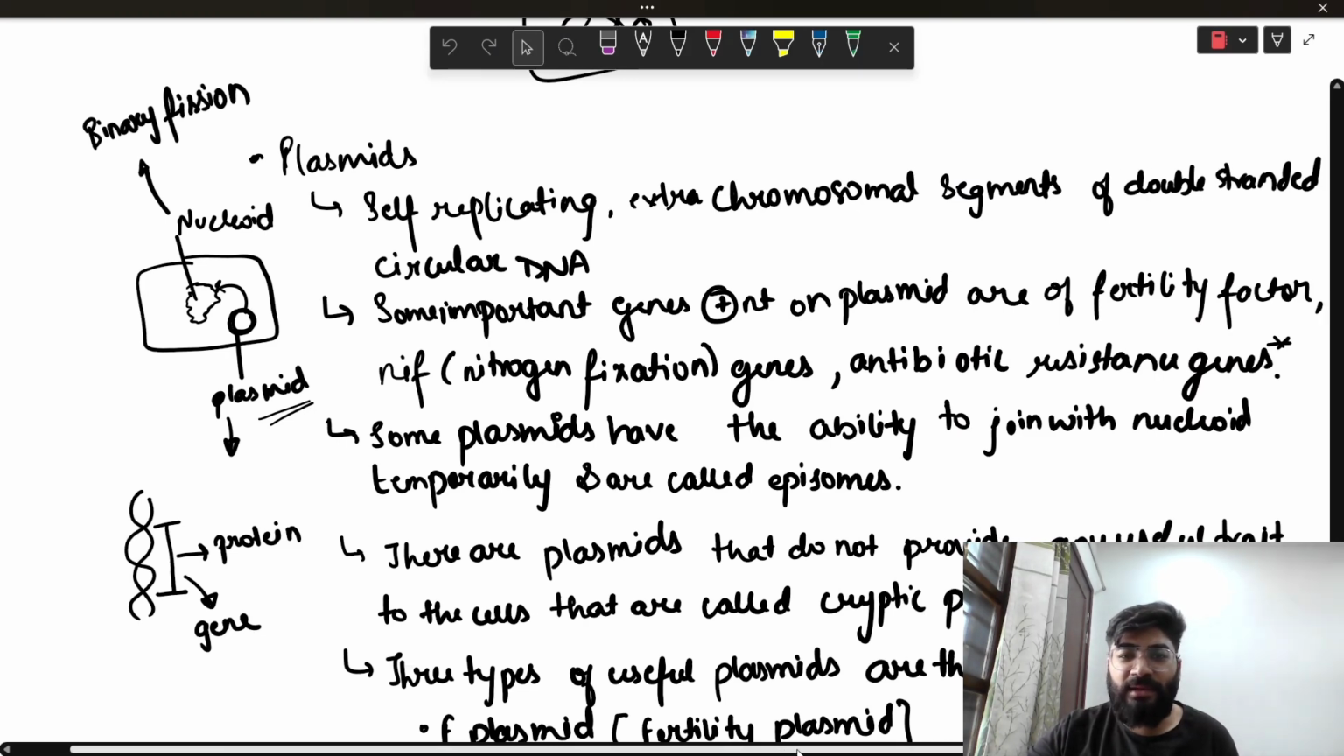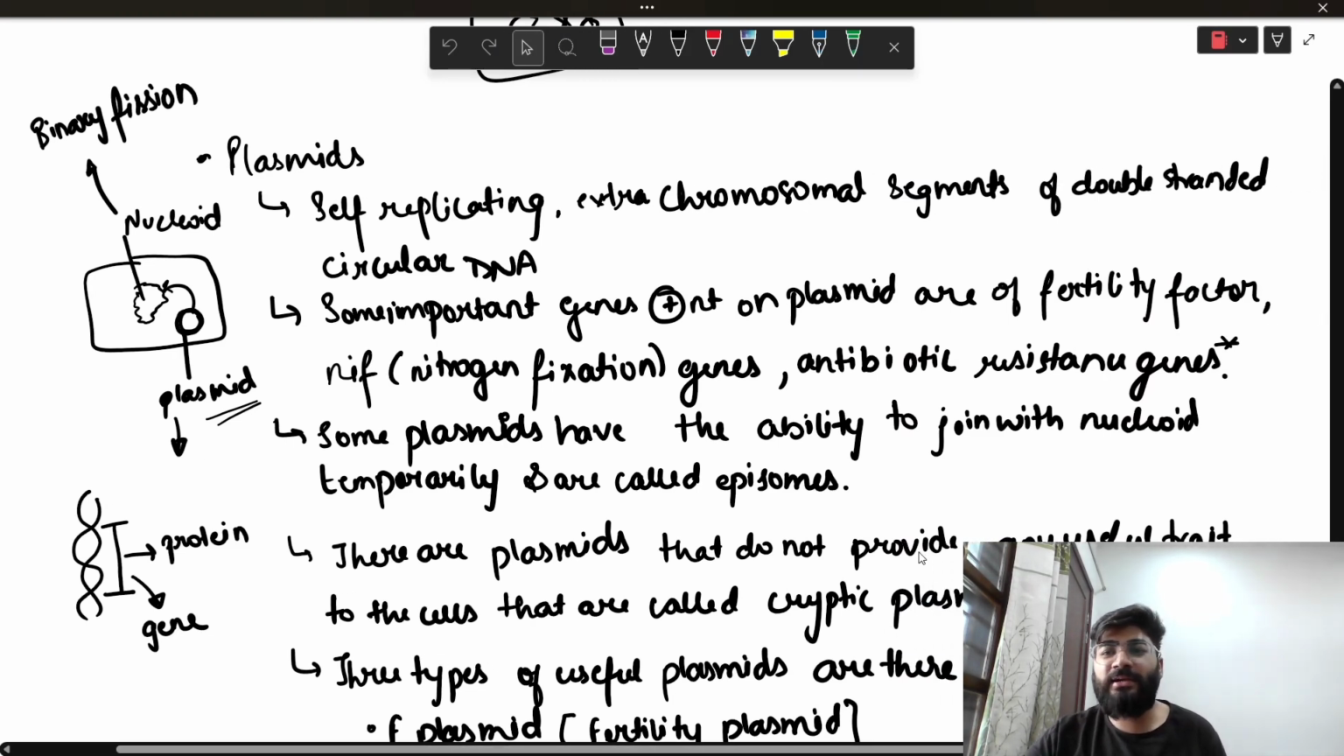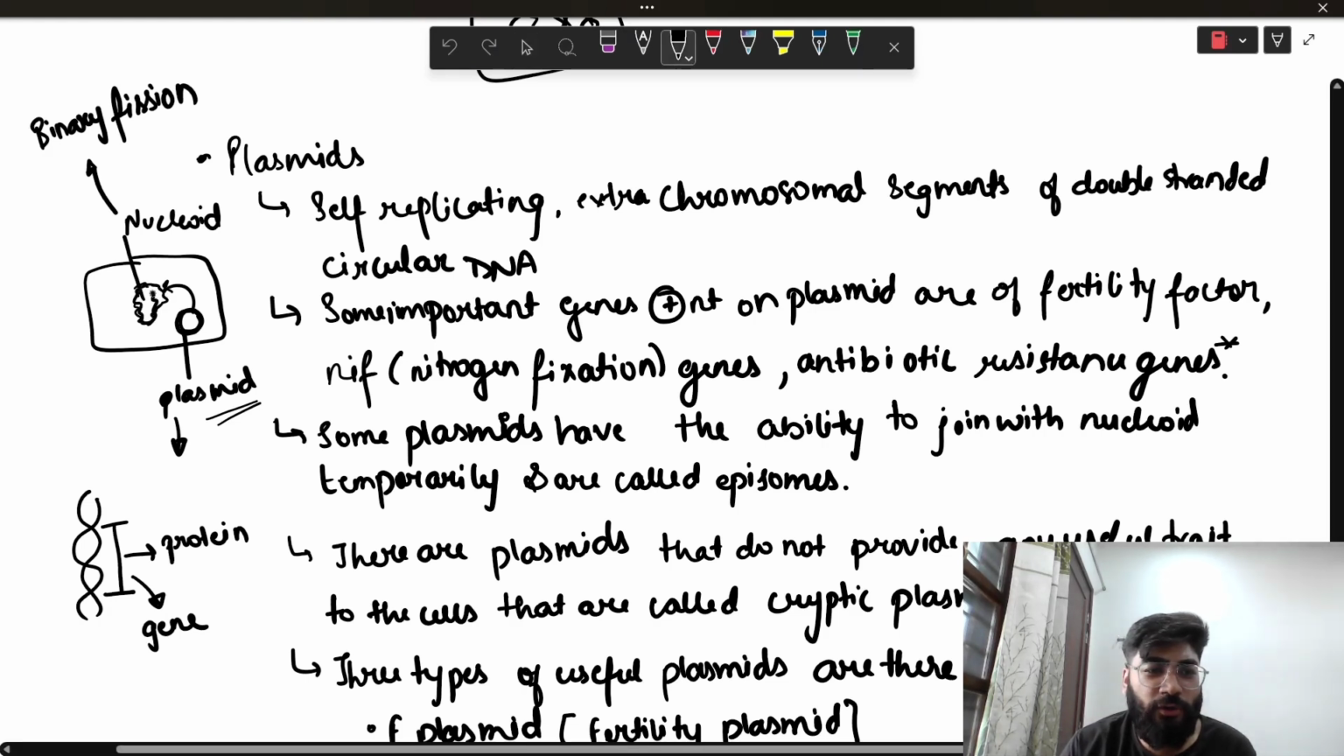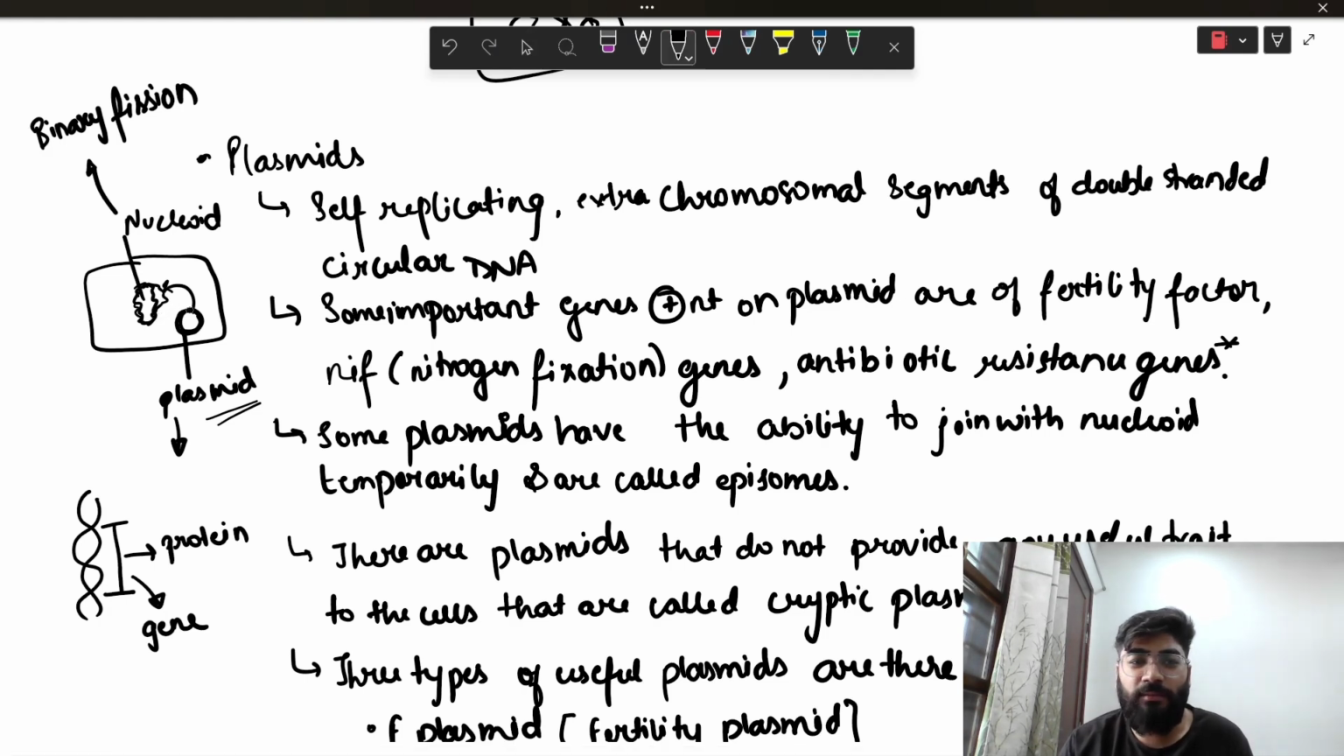Plasmid is a self-replicating extrachromosomal segment of double-stranded circular DNA. So what exactly do we mean by this statement? When we are talking about this bacteria, this is the nucleoid which is present inside and is having the main genetic material. But apart from the main genetic material, the bacteria have extra chromosomal genetic material which is circular in shape, and that structure is called a plasmid.